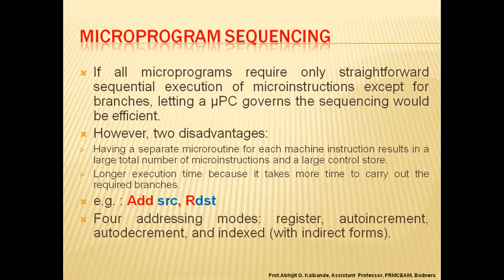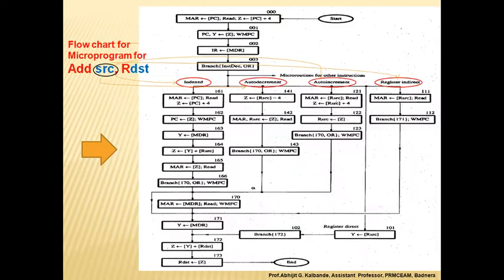Now the four addressing modes are register, auto increment, auto decrement, and index, with indirect forms. Here the flowchart of the microprogram for the instruction add src, rdst will be in front of you. Related to microprogram sequencing, you can see the simple microprogram, which requires only a simple sequence of execution of micro instructions.